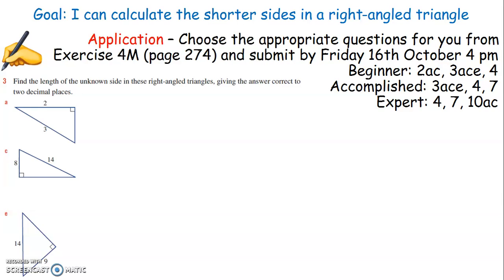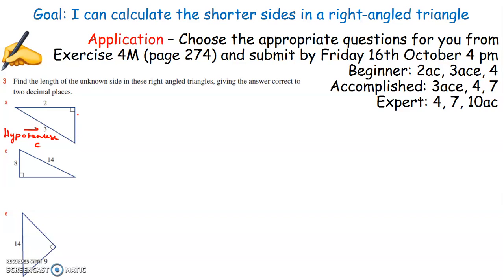The question asks us to find the length of the unknown side in these right angle triangles, and we need to give the answer correct to two decimal places. So for the first one here, A, we can see that there is one side that we don't know. We know the hypotenuse here, which is the longest side. Hypotenuse. Okay, and remember we use the letter C to label the hypotenuse. We also know one of the shortest sides here too.